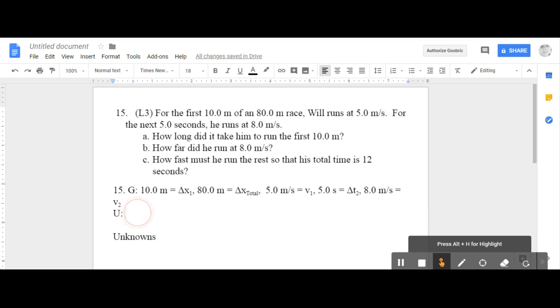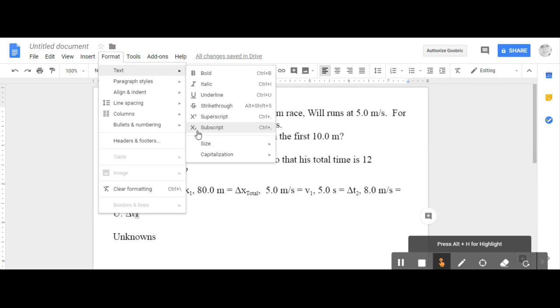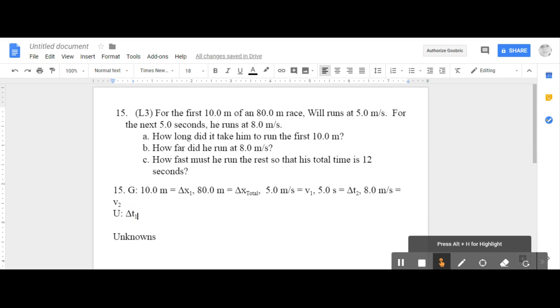So time is the unknown. In this case, it's the first 10 meters of time. How long did it take him to run the first 10 meters? So this is the first time. This time goes with this distance and with this velocity. So I'm going to subscript this unknown because it's the first one. So it's delta T1. I picked this question because it has these unknown A, unknown B, unknown C.